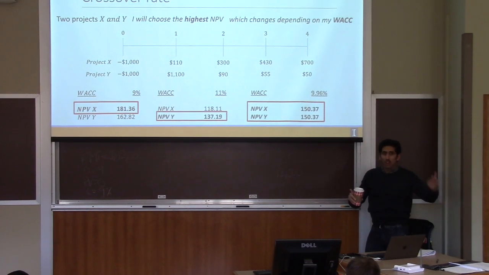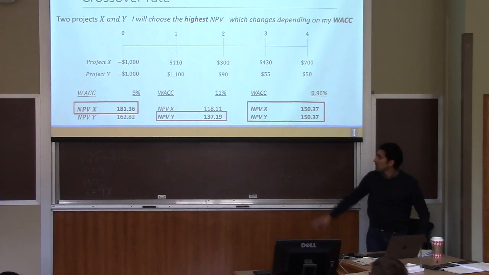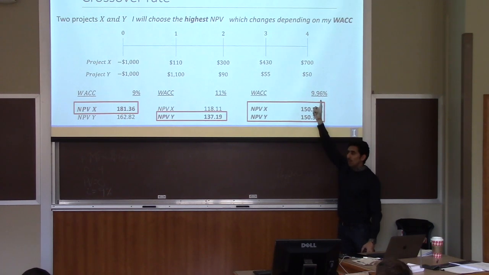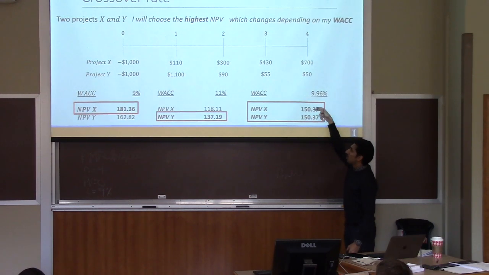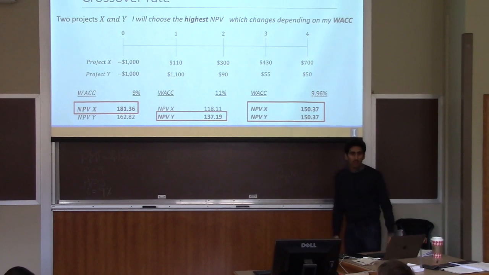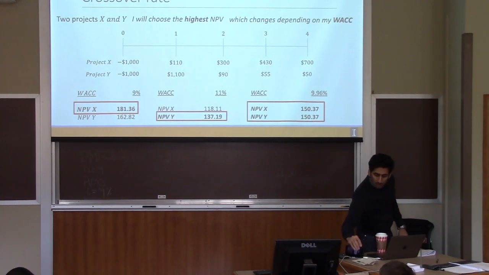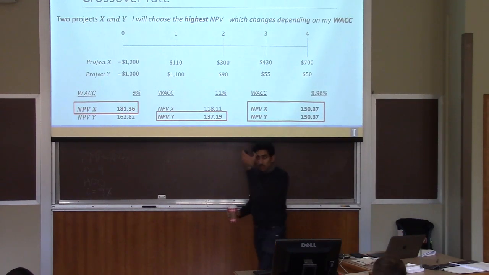Was it just luck, trial and error? No, although you can do trial and error, it's not very efficient. There's a technique, which is what we're going to do right now, in order to reach the weighted average cost of capital in which you are indifferent between two projects. Any questions?